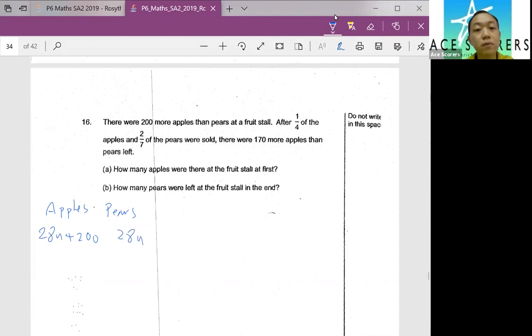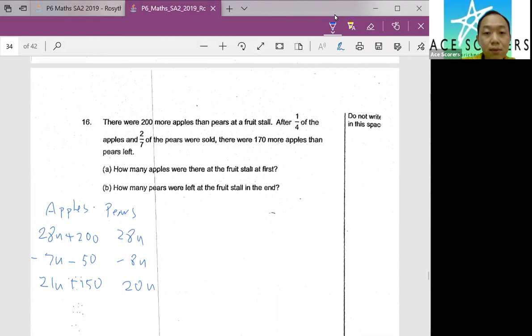I want to look at the 1/4 and 7. So common multiple is 28. So 1/4 of the apples. So minus 1/4, that means the 7U minus 50. I'm left with 21 units plus 150. And the number of pears, 2 out of 7. So 2 out of 7 is actually 2, 4, 8. So minus 8 units. So I'm left with 20 units.